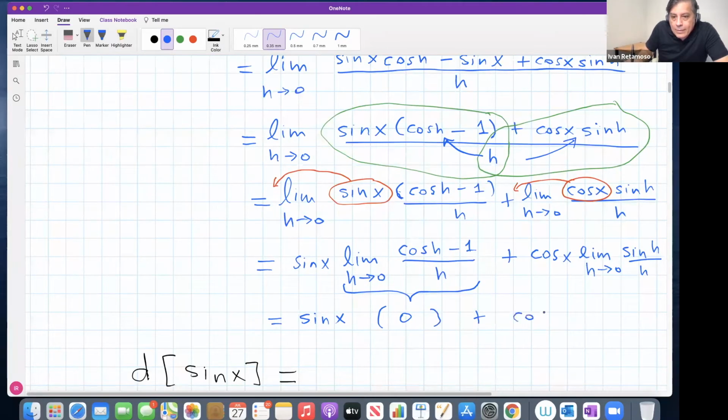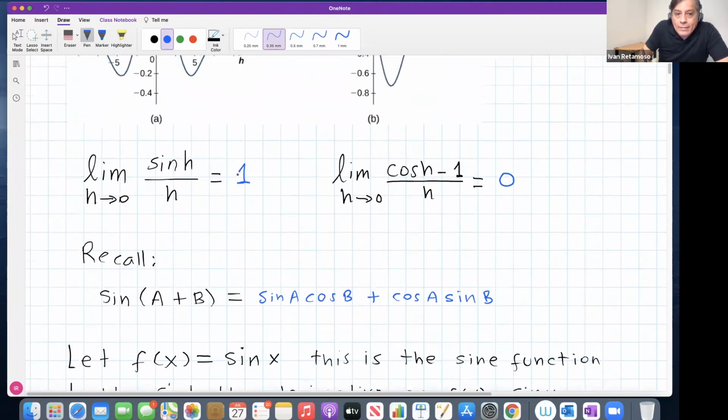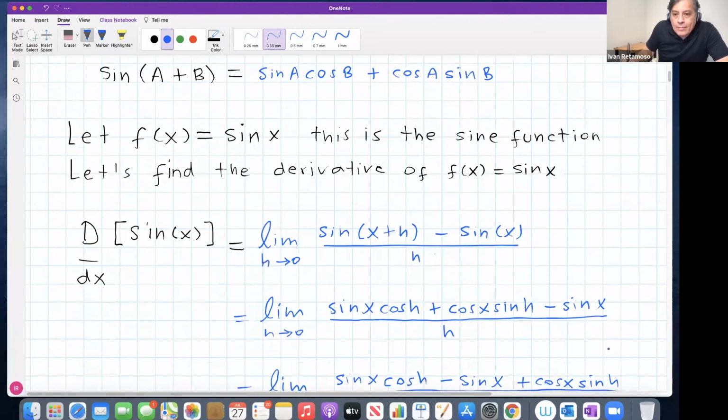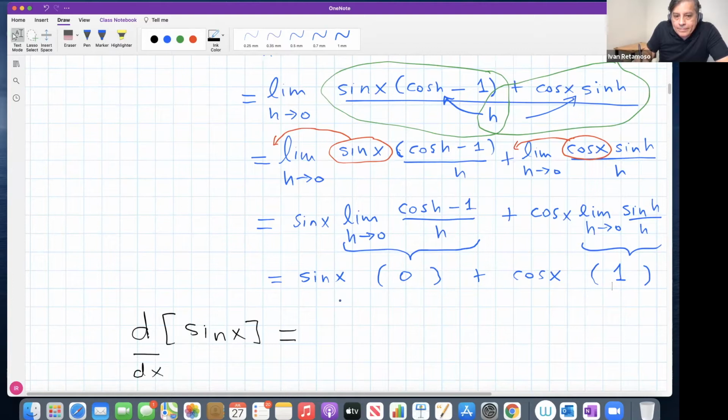And this other limit also was calculated before. The limit of sine of h over h as h approaches 0, we recall, is just 1. So putting everything together, guys, believe it or not, look what happens. Sine of x times 0 is just 0. This part disappears. This stays: cosine of x times 1, cosine of x.